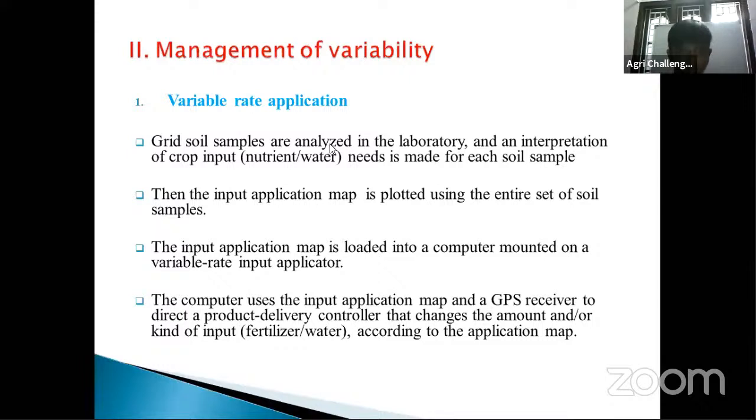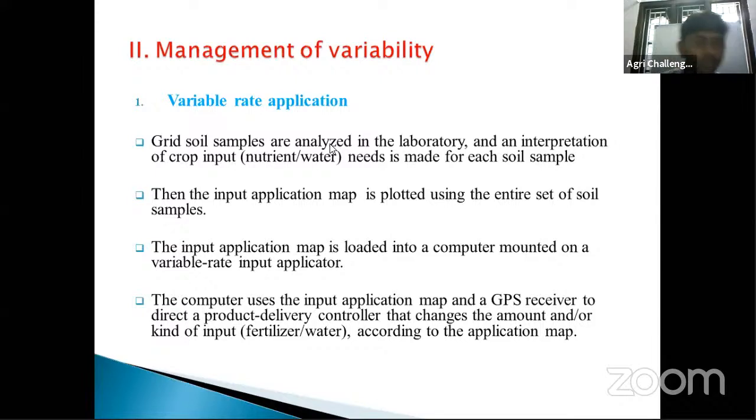Management of variability. We have assessed the variability. Now we prepare the maps. Then we have to go for managing the variability. Here, variable rate application, VRT. We have already discussed variable rate application in great detail, even though I will just summarize it for you.